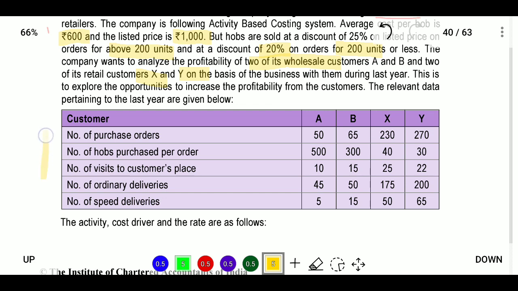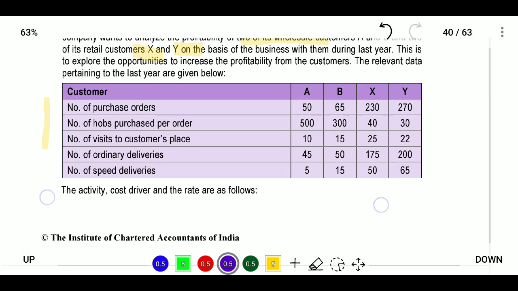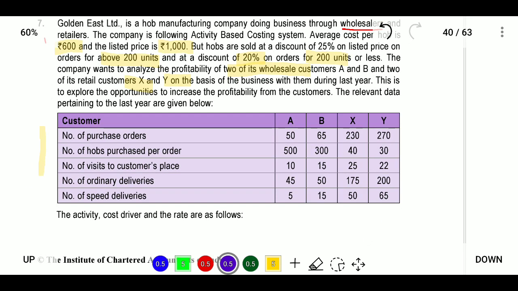Next, profitability. This is an opportunity to increase the profitability for the customer. The relevant data pertaining to the last year is given below. Number of purchase orders: 50, 65, 230, 270, and the number of hubs per purchase order: 300, 500, 300. Based on that we get the discount. Those whose orders are more than 200, A and B, get the 25% discount, and the other two, with less, get the 20% discount. Now the net sale prices: for A and B, 1000 minus 25% is 750. For X and Y, 1000 minus 20% is 800 rupees.